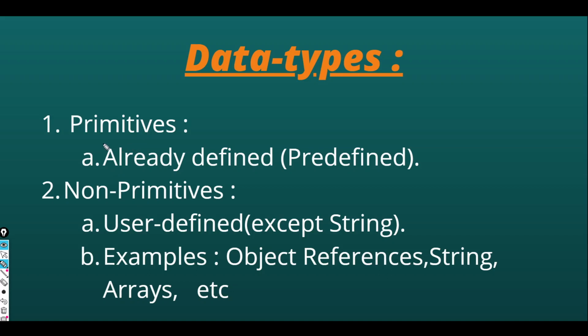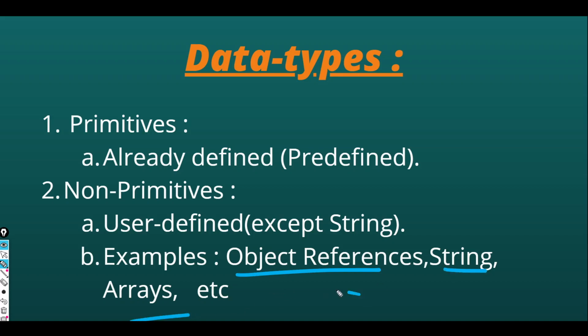The primitives are predefined, so we don't define them. For example, the word int was highlighted in purple, so it was predefined, that is, it is a keyword. The non-primitives are user defined, except the string. Only the string is a non-primitive that is predefined in Java, otherwise every non-primitive is user defined. Examples of non-primitives are object references, string, and array.